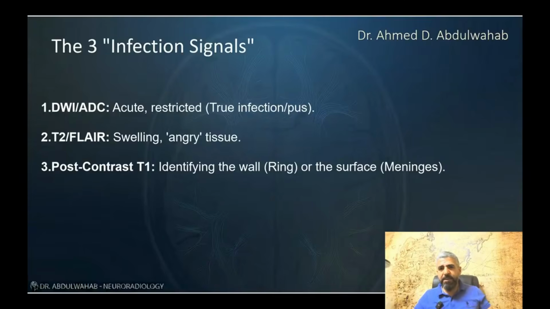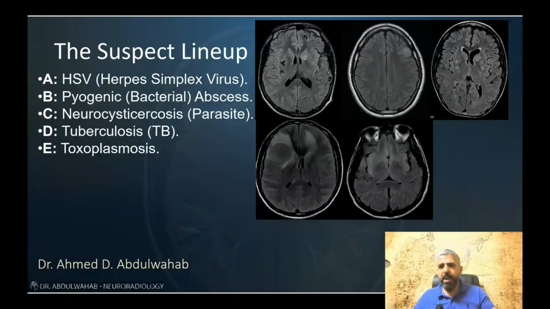Now, let's get ready for the suspect lineup. We have 5 targets today, a diverse lineup of viruses, bacteria, and parasites. Each one requires a different strategy. Let's find out the first victim. The suspects are herpes simplex virus, pyogenic or bacterial abscess, neurocysticercosis, a parasite, tuberculosis, and toxoplasmosis. So let's start with our first suspect.